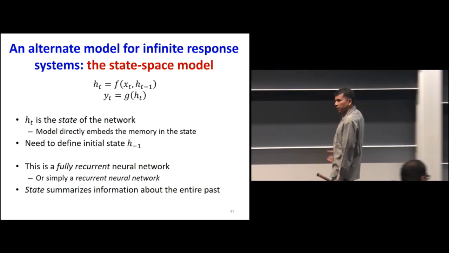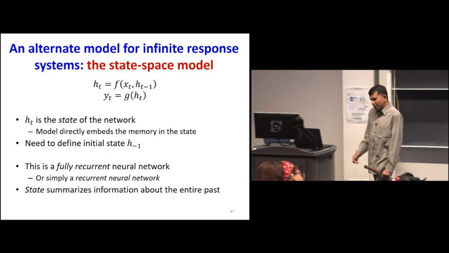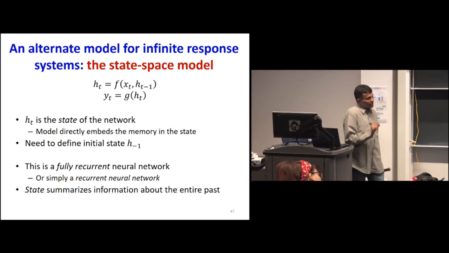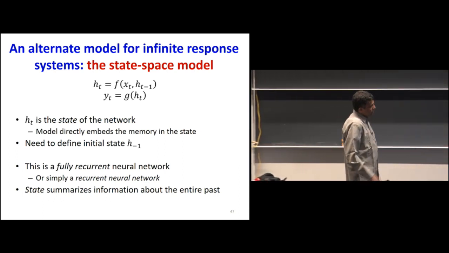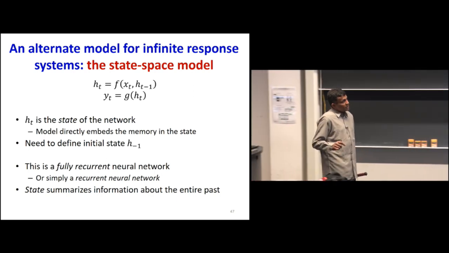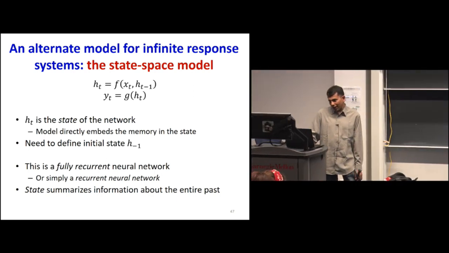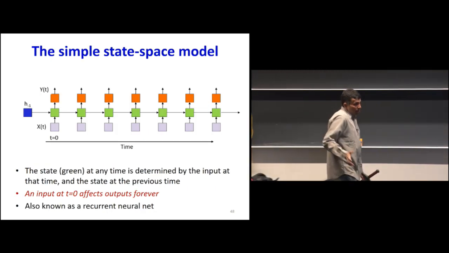Recursion, because h_t is recursive, it refers to itself in the past when it's being computed. So this is a fully recurrent network, or simply we just call it a recurrent neural network, where the state summarizes information about the entire past. So if I were to draw a simple state space model, here's what it is.